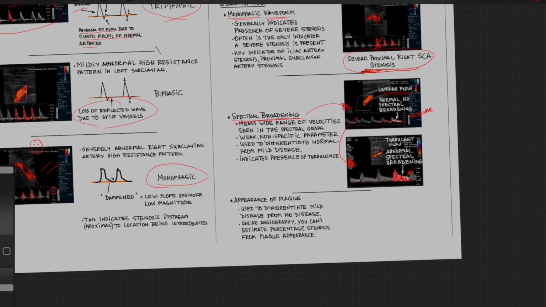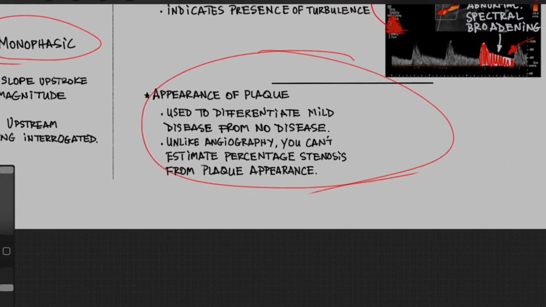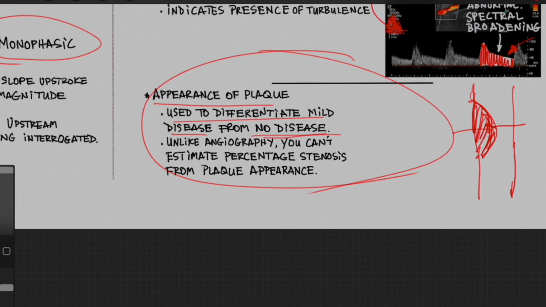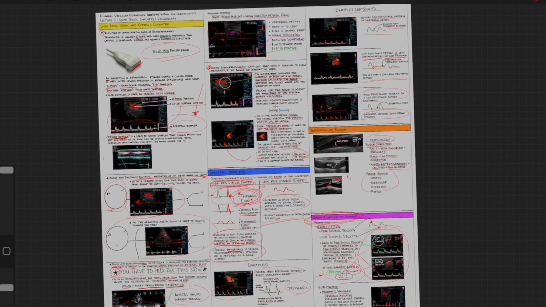Lastly, there's the appearance of the plaque. You don't really look at it and grade it and say, oh, look at that plaque, it's covering 50% of the vessel lumen. Nope. It doesn't work that way. The appearance of plaque is used to differentiate mild disease from no disease. That's what it is used for. Unlike angiography, you can't estimate the percentage stenosis from plaque appearance. All right, so that's the end of the first lecture.